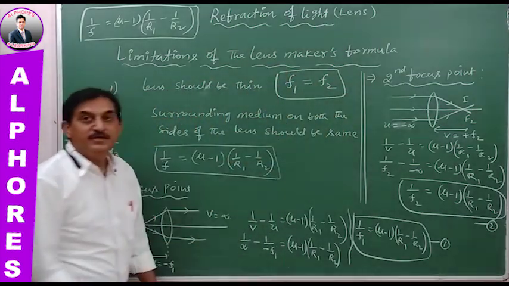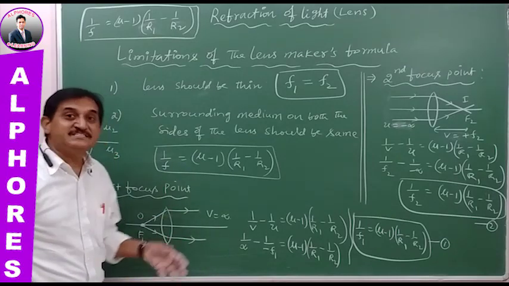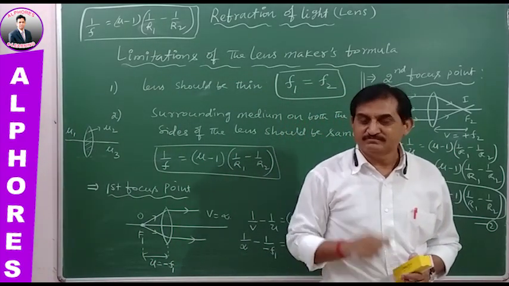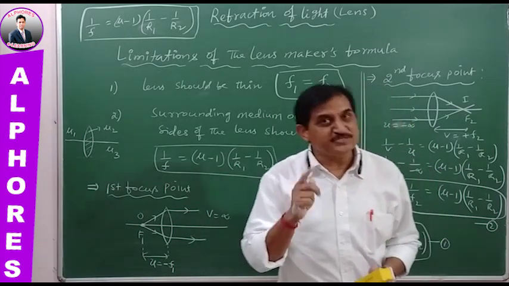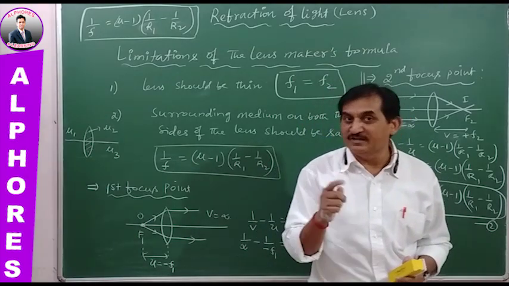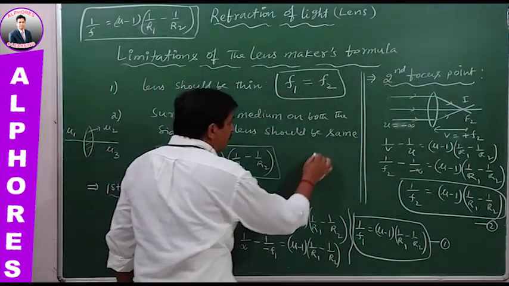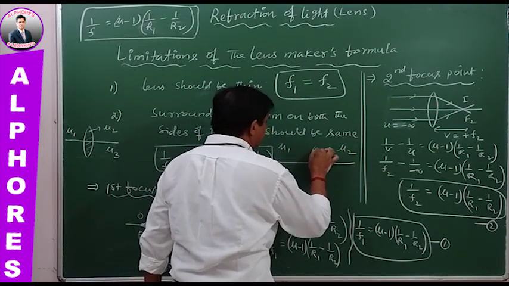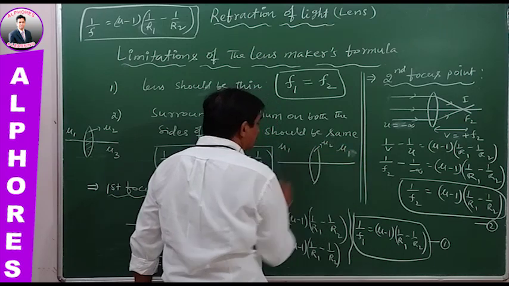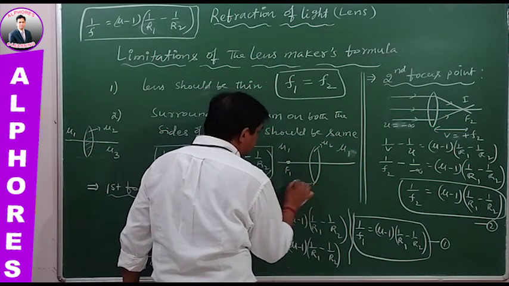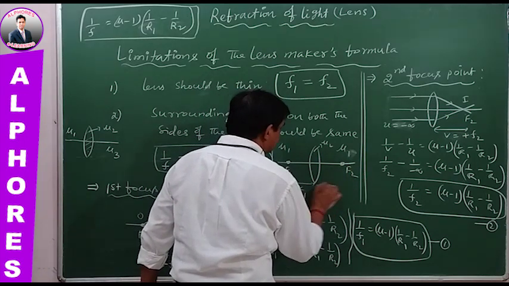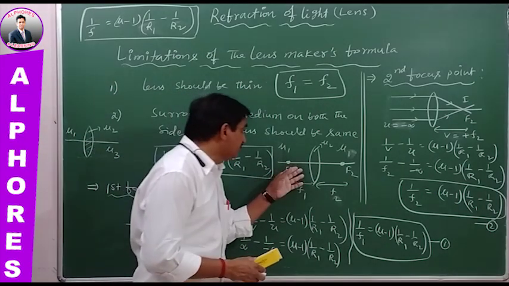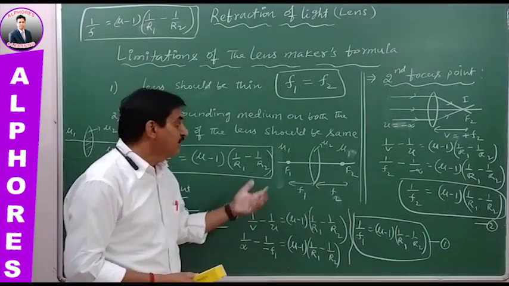These two are equal. Means when the lens is kept in a surrounding medium and on both sides the surrounding medium is the same, the lens must have two focus points at equal distance from the optic center. Means here f1 is equal to f2. Suppose this is a lens, and this is mu1 and this is mu2. Now the first focus point, which is at a distance small f1, and the second focus point, which is at a distance small f2, must be equal whenever the surrounding medium on both sides of this lens is the same.